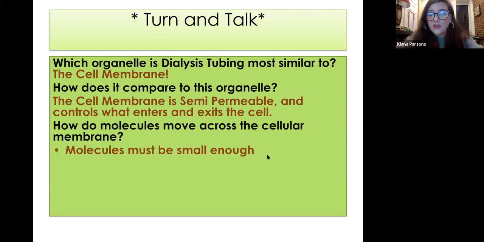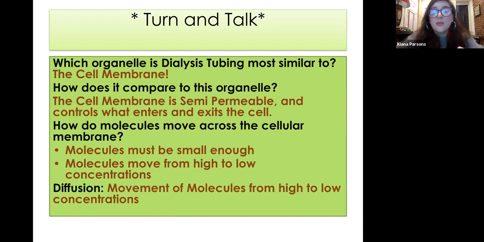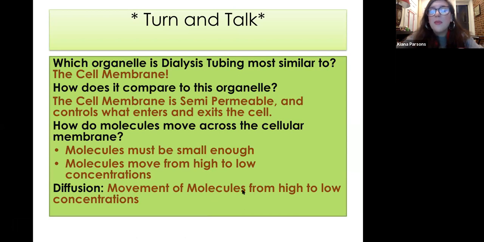Molecules must be small enough to cross the cell membrane, and they move from high to low, right? This is the process of diffusion. It always goes down the concentration gradient from an area of high concentration to an area of low concentration. This process that allows molecules to move across the cell membrane is called diffusion, the movement of molecules from high to low concentrations. Molecules can move across the cell membrane in other ways, but the process that we are going to be examining in this pre-lab and tomorrow's lab is diffusion.